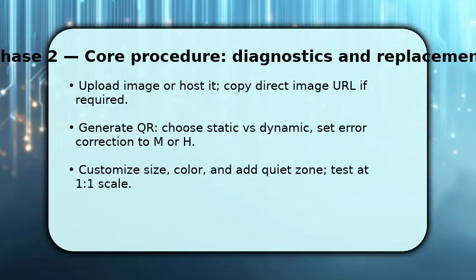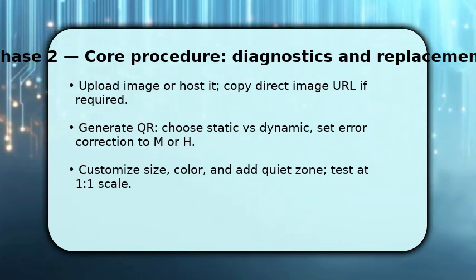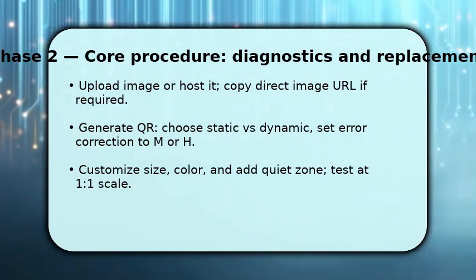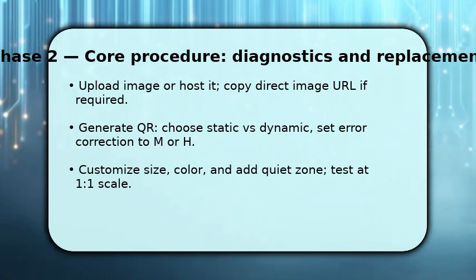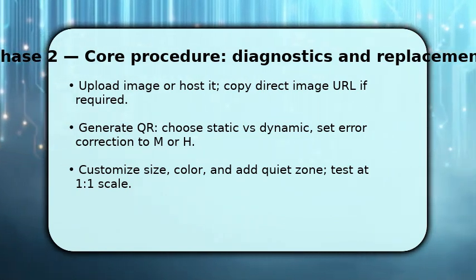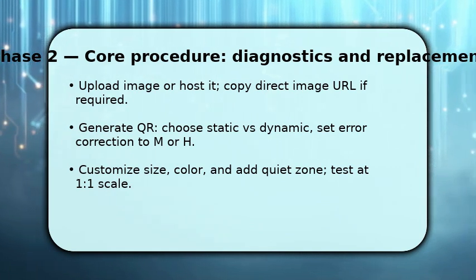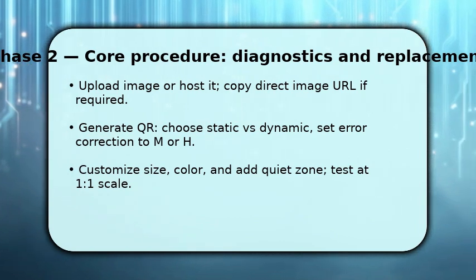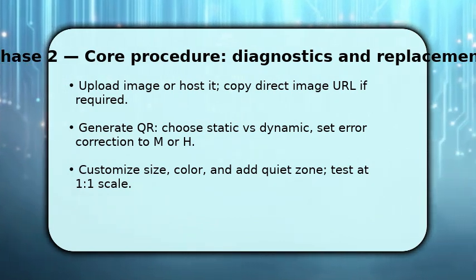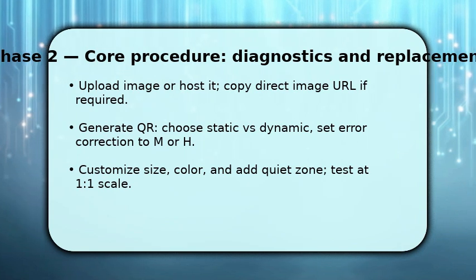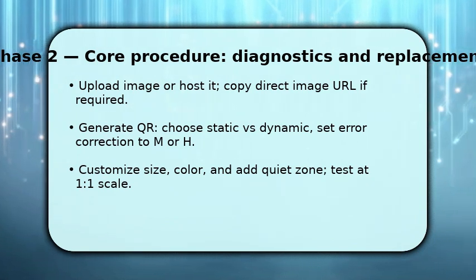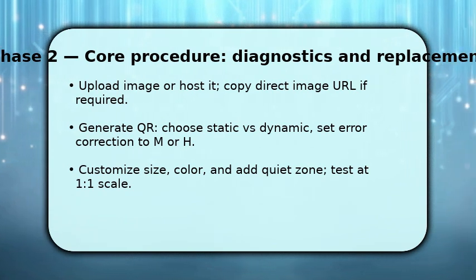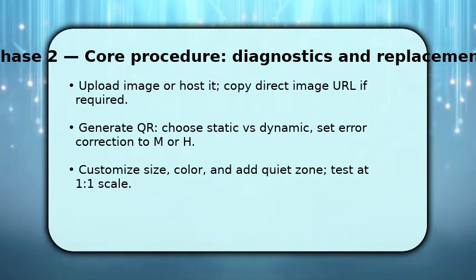You now create the QR itself, upload the image or host it, and paste the direct URL into the generator. Choose static for permanent embedding or dynamic if you want to change the destination later. Dynamic adds flexibility. Increase error correction to M or H if you'll overlay a logo or expect damage, because higher correction preserves scannability. Then set output size and colors and always include a quiet zone. Make test prints and scan at actual size to confirm reliability.